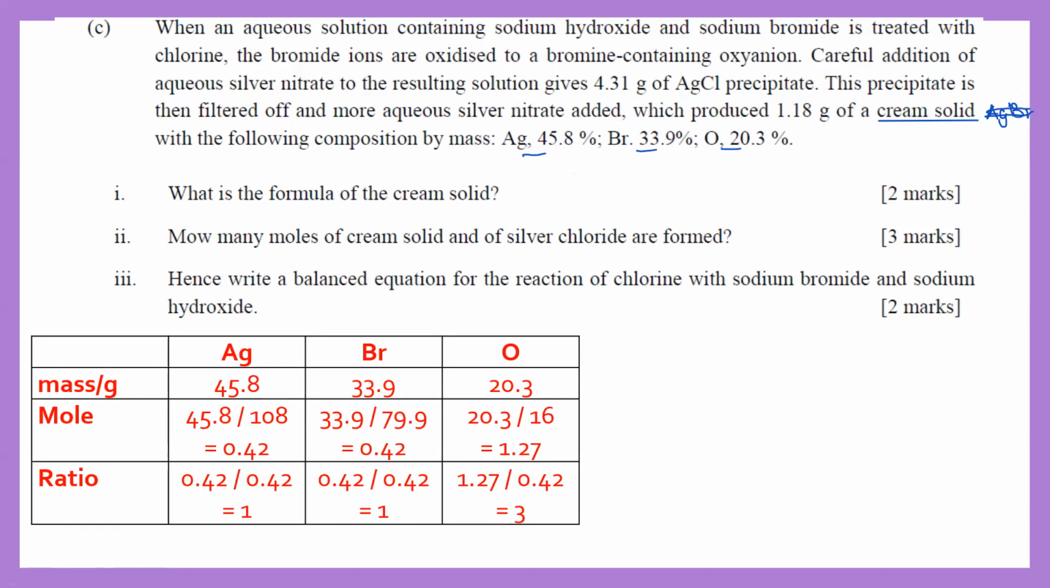So you divide by the mole. First mark is for the 1 mole ratio. Second mark is for the formula of the cream solid, which is AgBrO3.